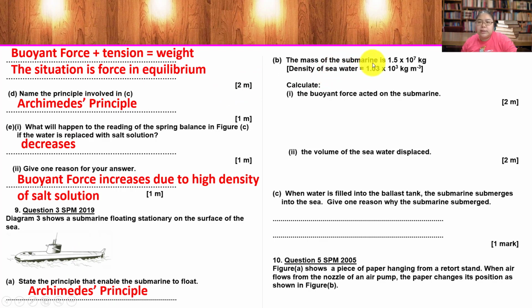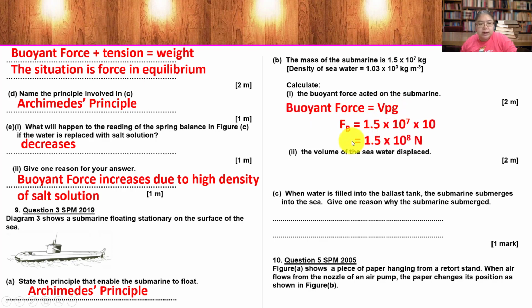Okay, now is the calculation. The mass of the submarine is 1.5 times 10 to the power of 7. They give you the mass, which means you know the weight already. The density of the seawater is also given. First, calculate the buoyant force acting on the submarine. If you want to calculate the buoyant force, you would use V rho g, but in this situation we do not know what V is. The volume displaced, we do not know. So we can use the weight to represent it because it is floating.